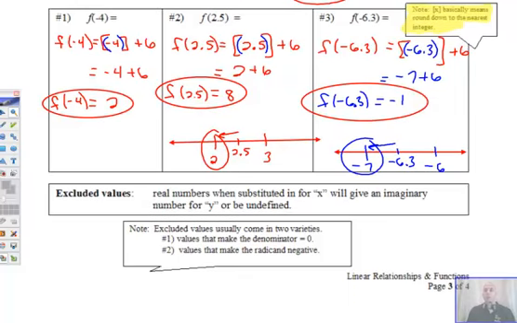Next we have excluded values. Definition: real numbers, when substituted in for x, will give you an imaginary number for y, or be undefined. Two times in this class we're going to find excluded values. One time is if it makes your denominator equal 0, because if your denominator equals 0, that means it's undefined.